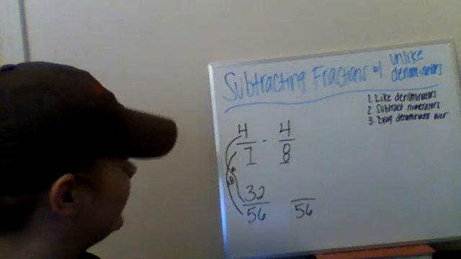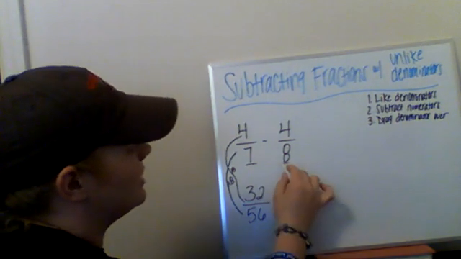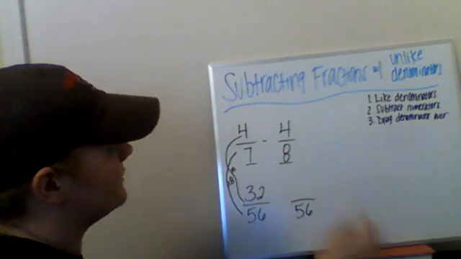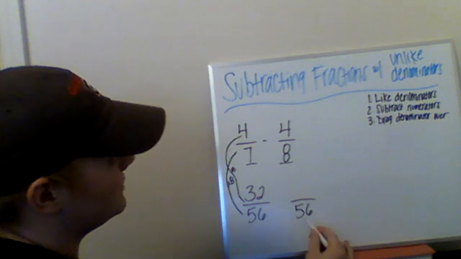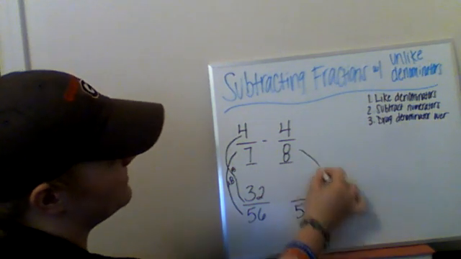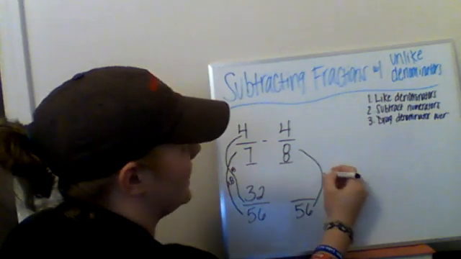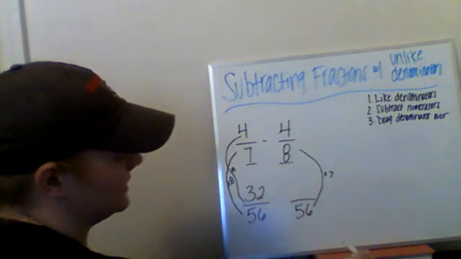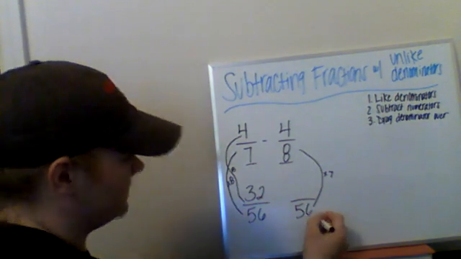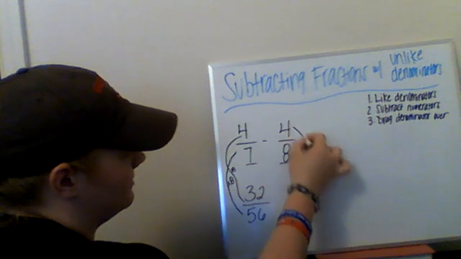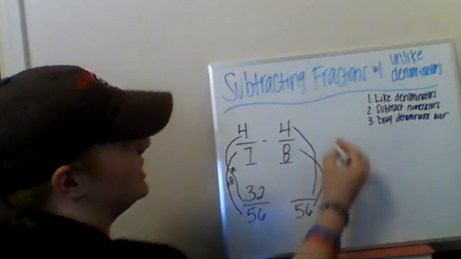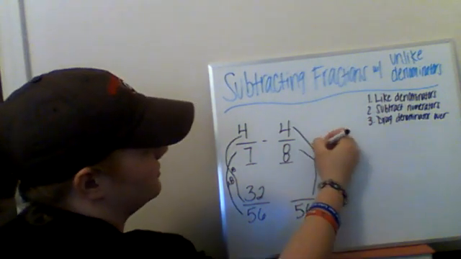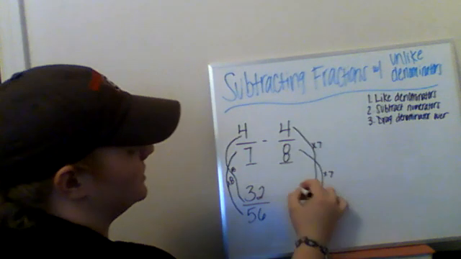So if I look at my second fraction, now I'm going from having a denominator of 8 to a denominator of 56. To go from 8 to 56, I have to multiply by 7. 8 times 7 is 56. Again, what I do to the bottom, I have to do to the top. So I'm going to take my 4 right here and multiply that by 7 also. So I know 4 times 7 is 28.